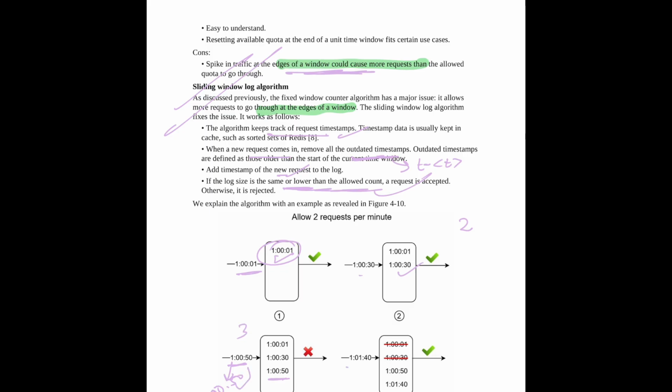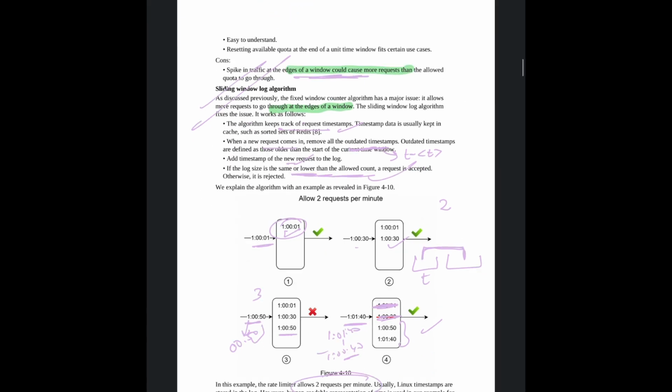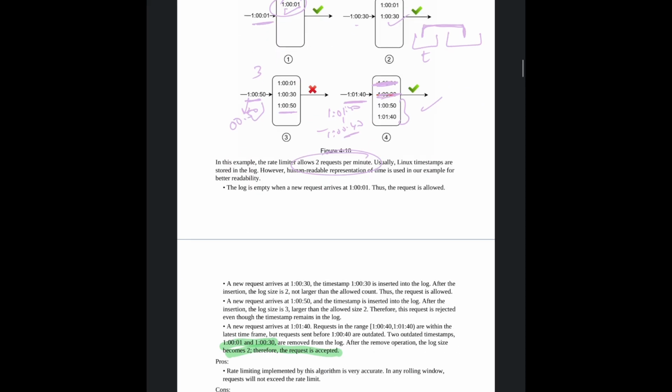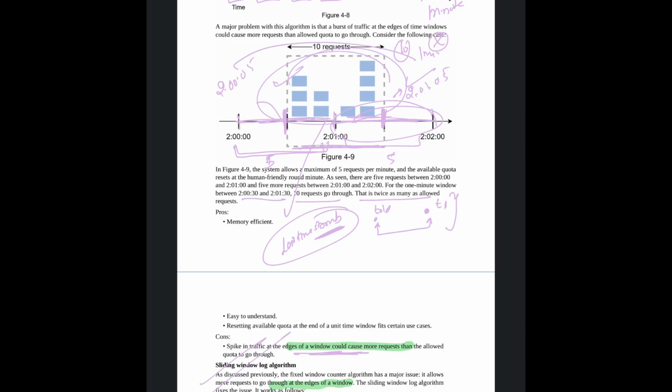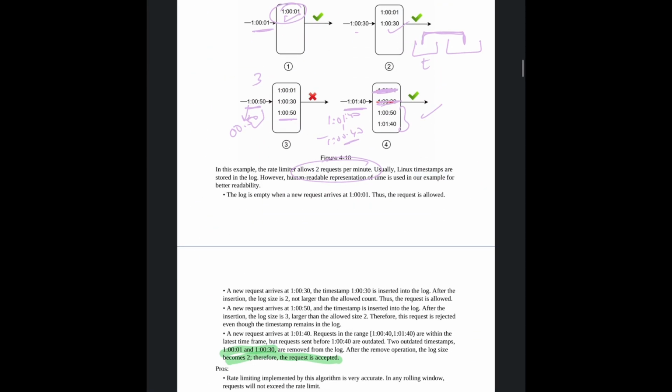Then the timestamp at 1:40 comes, and we simply remove all the logs that are before minus 1 minute, that is, before 0:40. So this one gets removed, this one gets removed. We check the log size, and we let it through. So the basic point here is that unlike the last algorithm, here we also maintain the count of the last timestamps, to make sure that in any time window we should not get more than X requests. I'm sorry if I'm bad at explaining here, but I hope you understand. I'm going to attach the link to this book also, so that you can read through it and it will be much easier to understand what I was trying to explain.